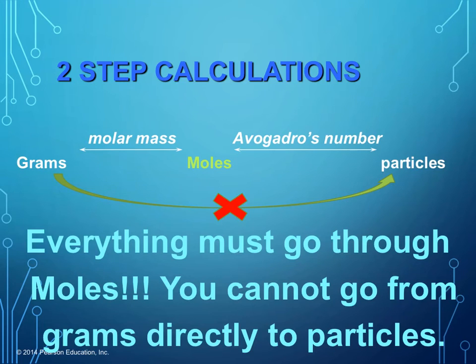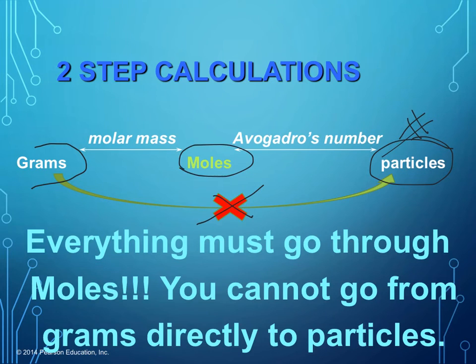Now here's a really important point. If you're kind of in a daze, wake yourself up and listen really carefully. What if we want to convert between grams, or the mass of a substance, and the number of particles, or the number of atoms or molecules? There's no way to go directly. You must go through moles. All calculations must go through moles.